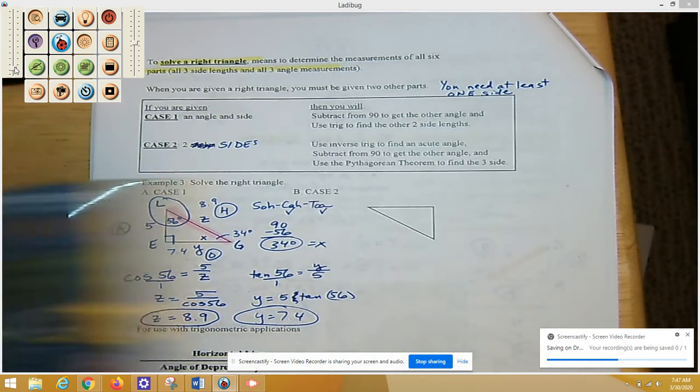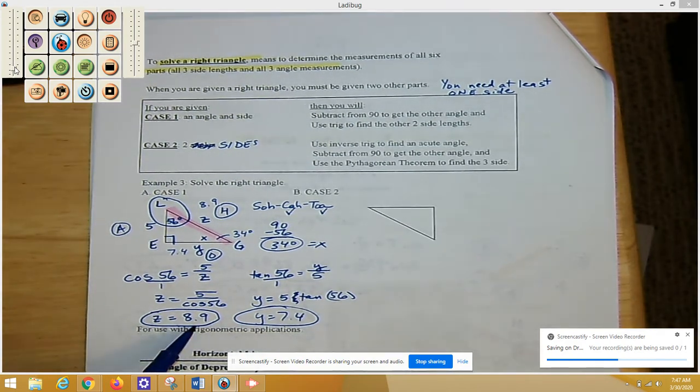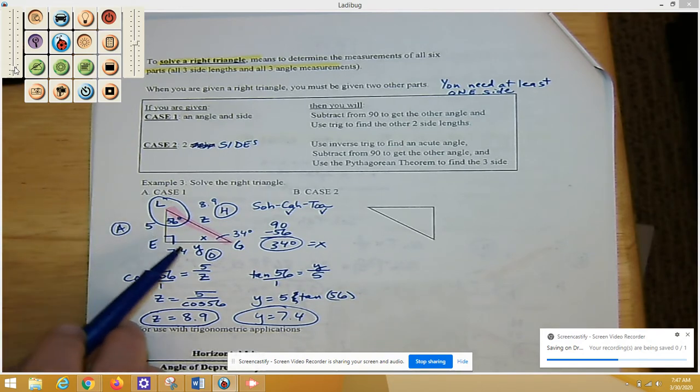Alternatively, after we had gotten the 8.9, if you had wanted, you could have done the Pythagorean theorem and done 5 squared plus y squared equals 8.9 squared. And you can go that way as well, and that would have been fine. So you could have done cosine, then the Pythagorean theorem, or tangent and then the Pythagorean theorem. There was more than one way that you could go about that question.